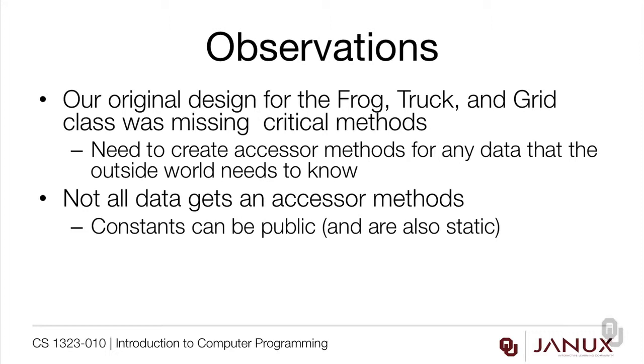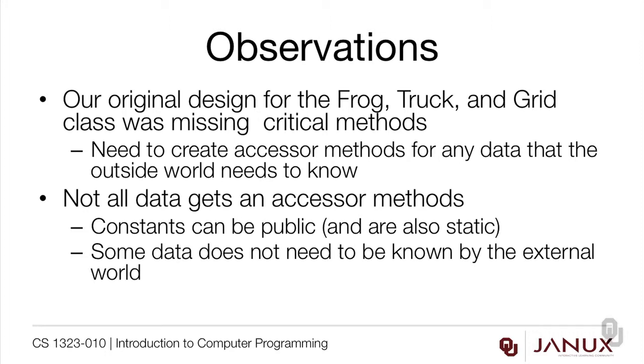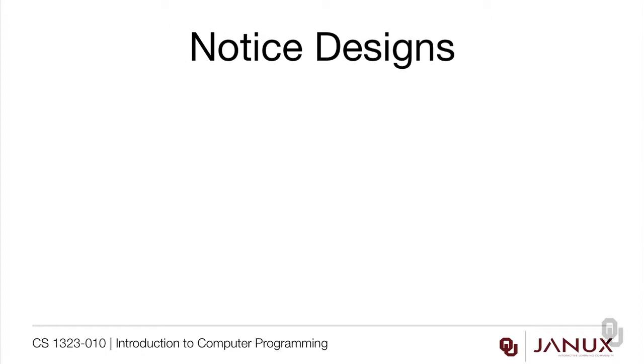So constants can be public, and so they don't need an accessor. Some data doesn't need to be known by the external world. So the example of that was isRight in the truck class. That had to do with how the truck moved. It isn't something that the world needs to know. So you don't just go and routinely put in every accessor. You really have to think, does somebody else need to know this or not?